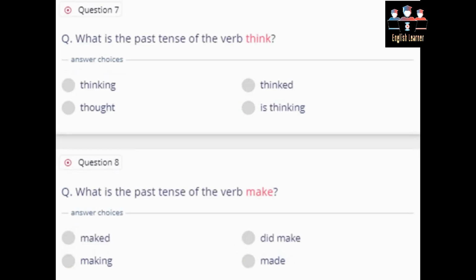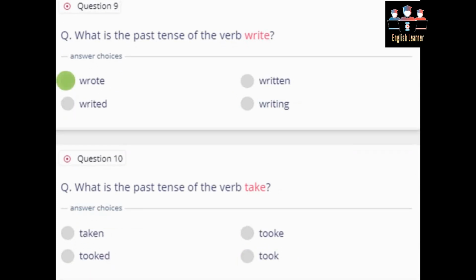Question number 7 goes with option 3. Question number 8 goes with option 4. Question number 9 goes with option 1. Question number 10 goes with option 4.